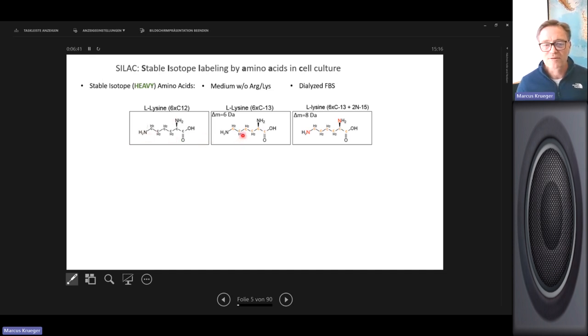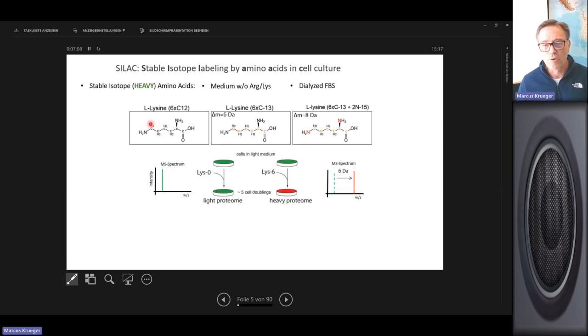However, if we exchange these carbon atoms from C12 to C13, so we have 1, 2, 3, 4, 5, 6 carbon atoms, our lysine would be 6 Dalton heavier. The same is true for this lysine 8, where we introduce two times N15 instead of N14. Meaning we would have an 8 Dalton difference compared to the light lysine. So that's the idea here. And how does it work then in cell culture? Because this is mainly used in cell culture, or was used in cell culture.